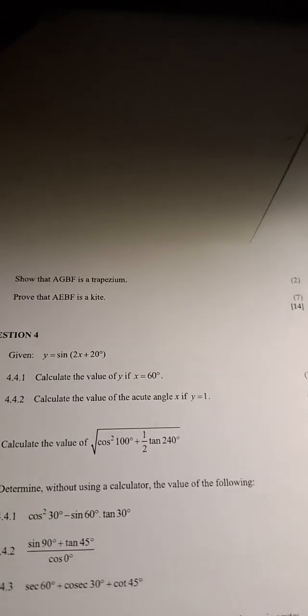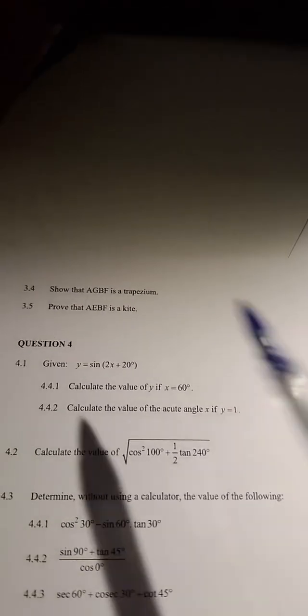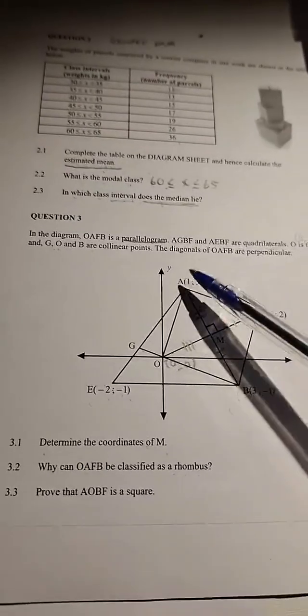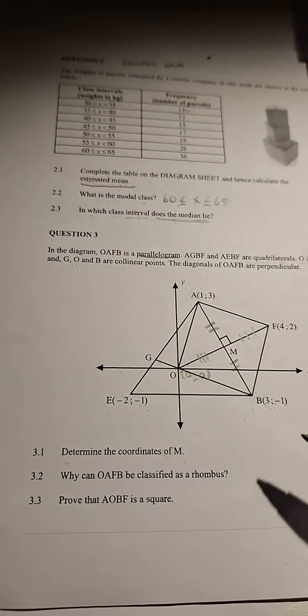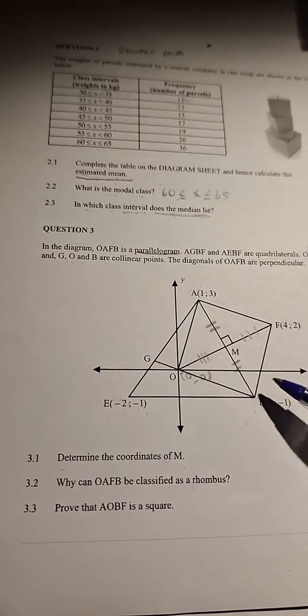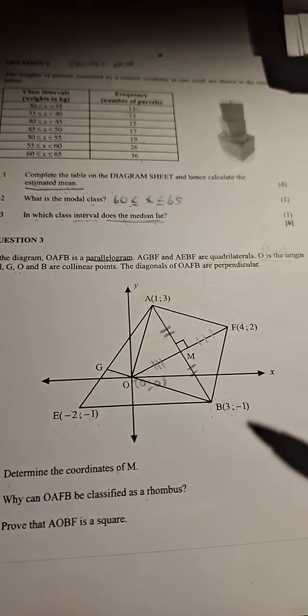And the very last question for this paper in analytical geometry was: prove that AEBF is a kite. AEBF is a kite.